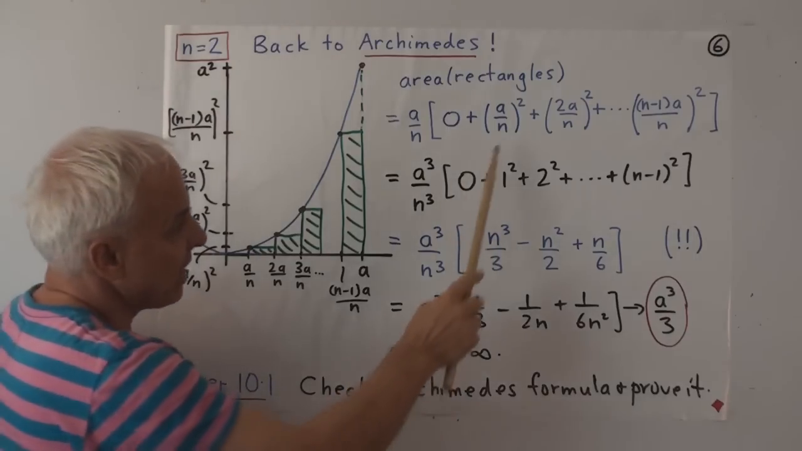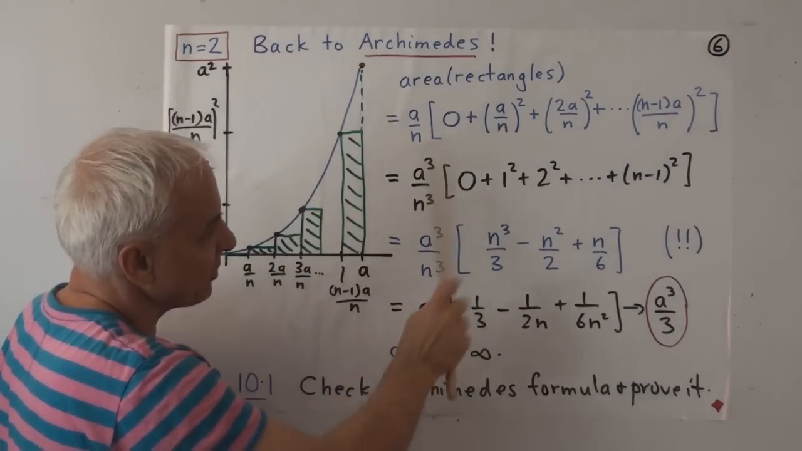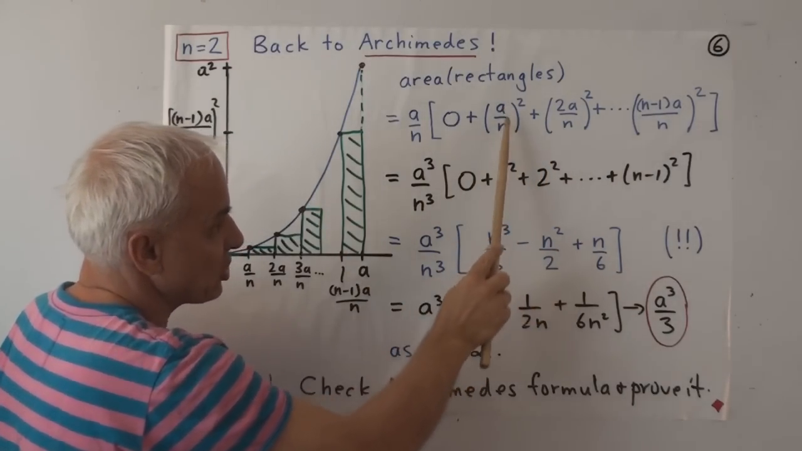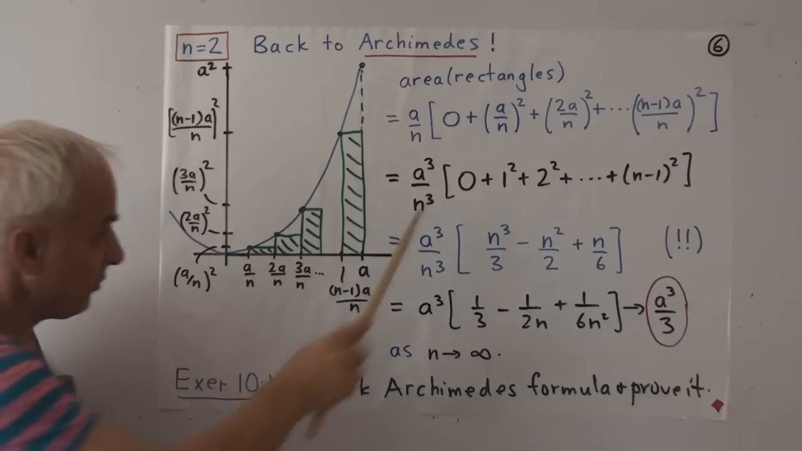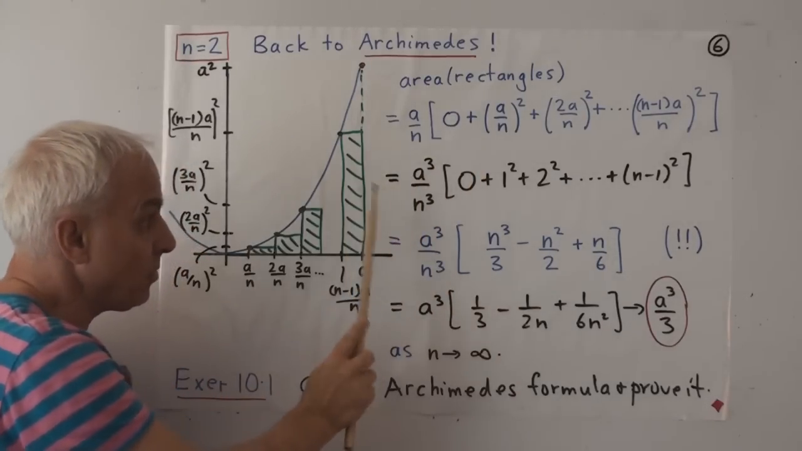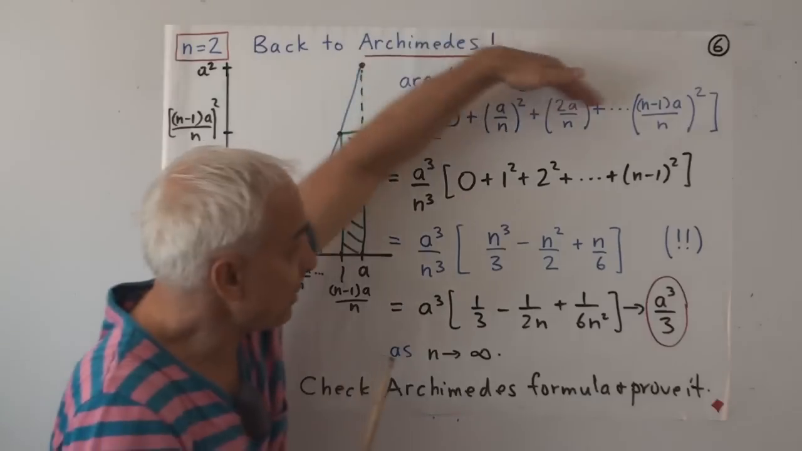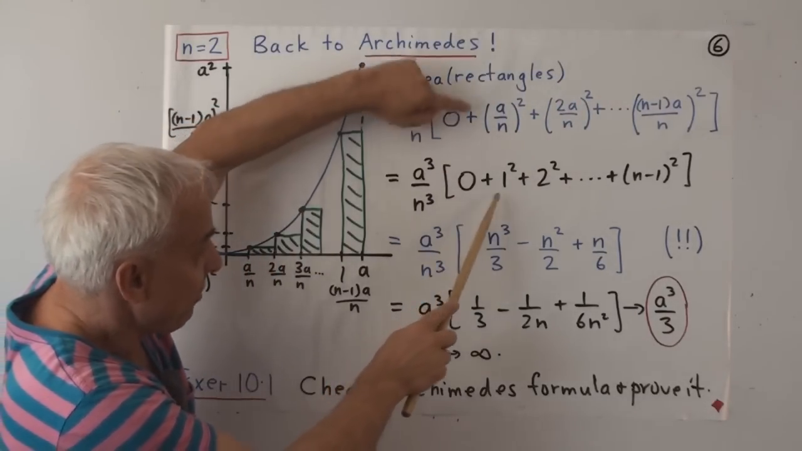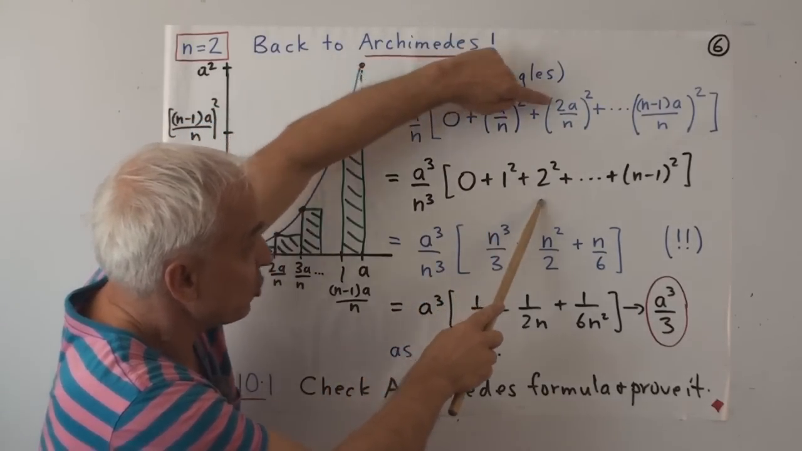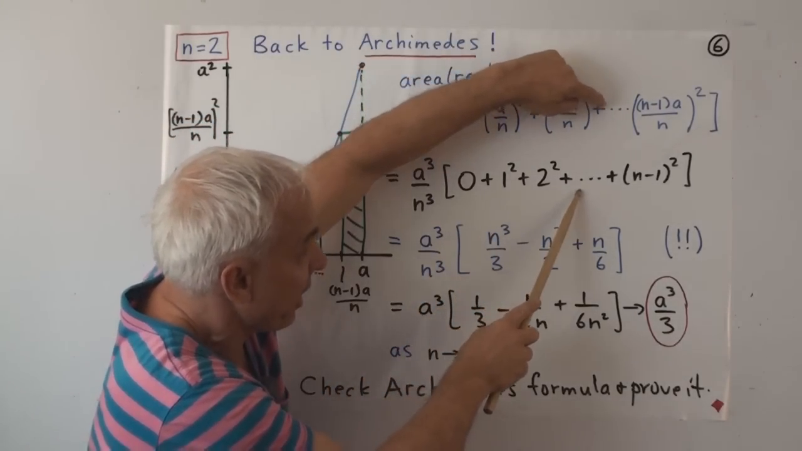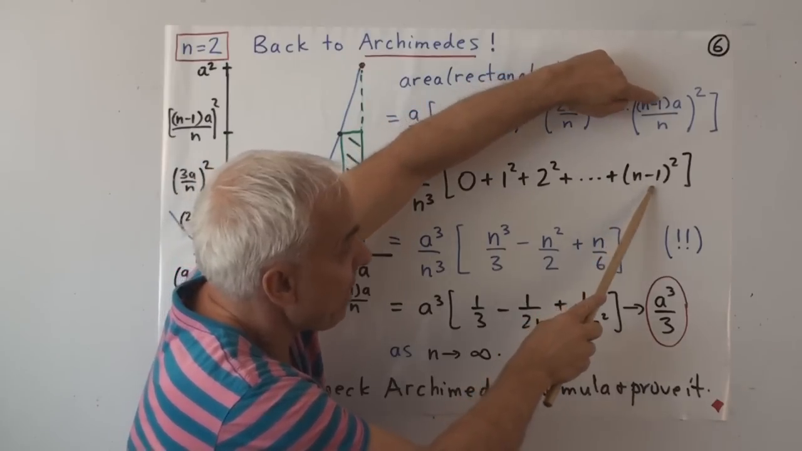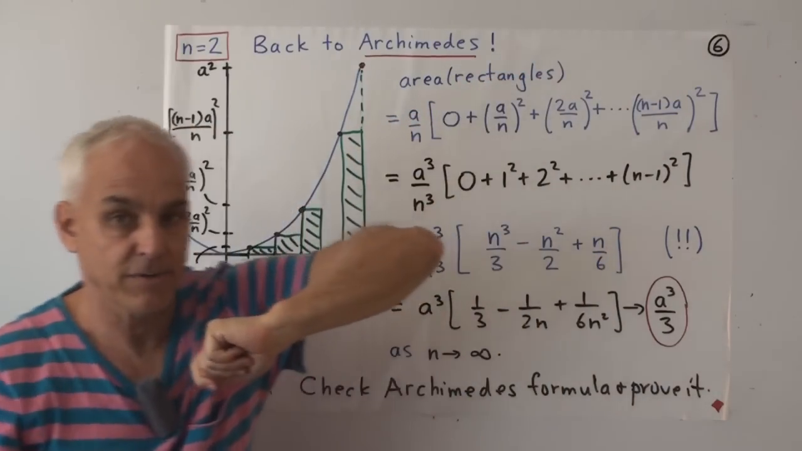And just as we did last time, we can pull out a common factor. The common factor here now is a squared over n squared. So when we pull that out, we get an a cubed over n cubed out front. And what's inside the brackets is then 0 plus 1 squared plus 2 squared plus 3 squared, all the way up to n minus 1 squared.